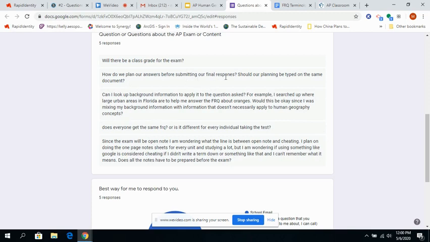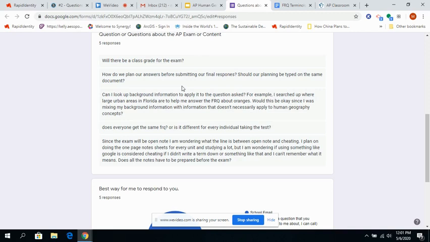How do we plan our answers before submitting our final responses? I really think there should be very little that you are planning. You have 25 minutes for the first question, you have 15 minutes for the second question. There will not be enough time if you spend 10 minutes planning your answer. So although we have really practiced planning our answer and that has been good, try to do less of that in your actual exam. However, if you do want to plan out your answer before you start typing, you can just do it into a Google Doc.